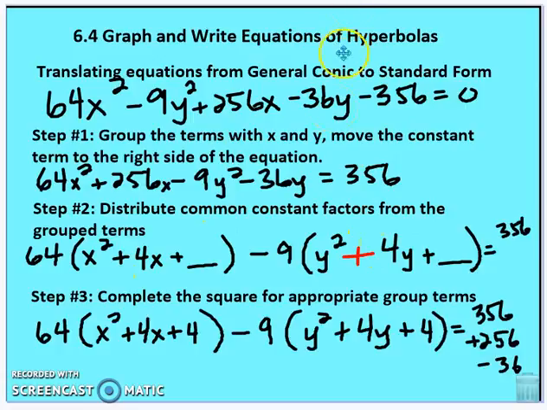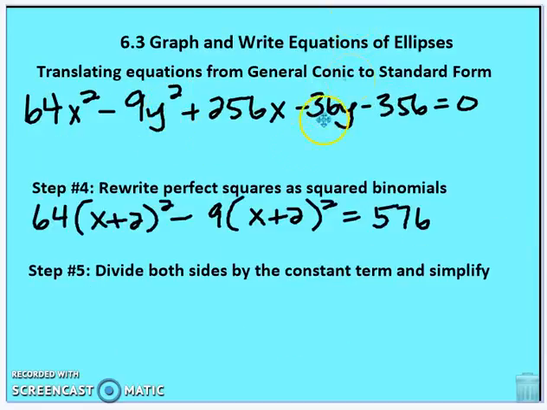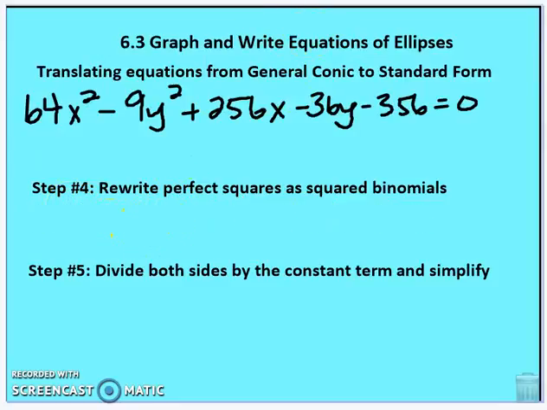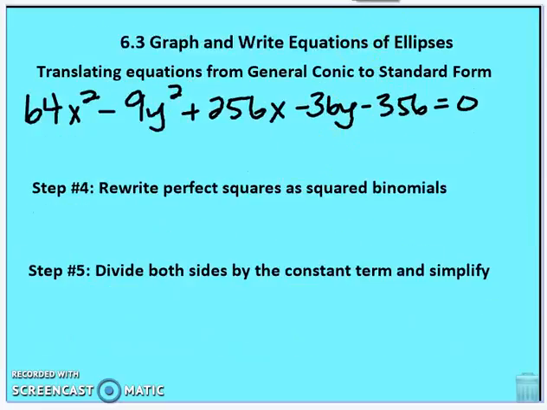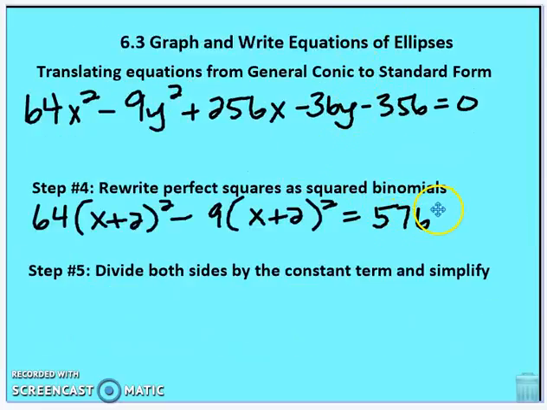And then we're going to complete the square here. I complete the square on the left-hand side, plus 4. And when I do that, I'm adding 256 on the right-hand side, 4 times 64. And I'm subtracting 36 on the right-hand side, plus 4 times negative 9. That leaves me with an equation that looks like this: 64 times x plus 2 squared, which I've just rewritten as a binomial. You can see I've gone from a trinomial to a binomial, and then I've added the values on the right. So I've made that step to rewrite perfect squares as binomials and simplify the right-hand side.